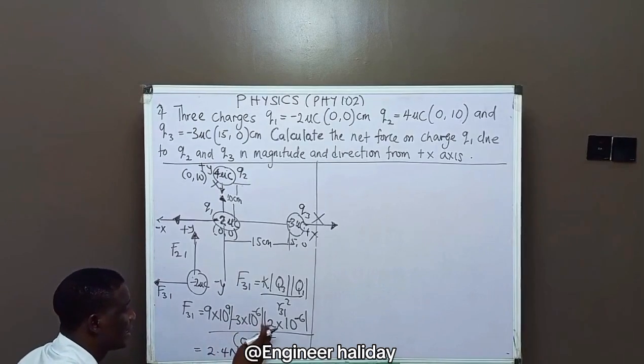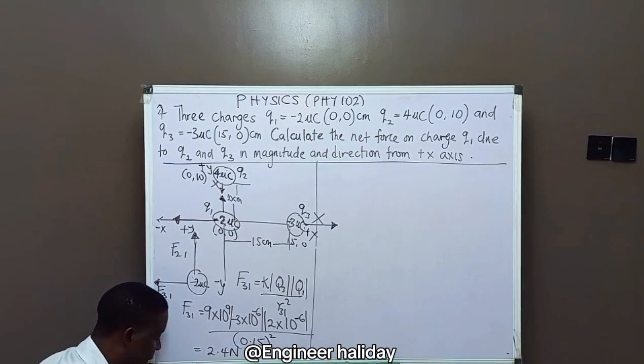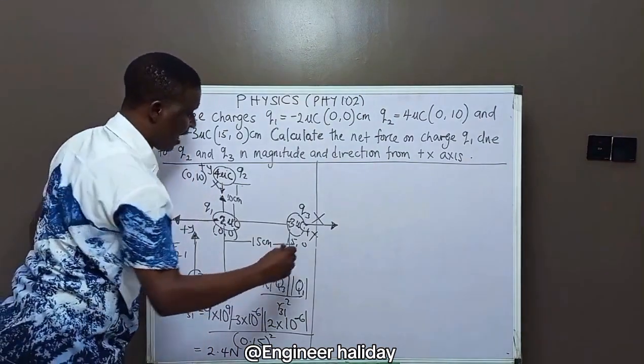6 times 9 is 54. Divide by 225 times 10 to the power minus 4. You are going to have that 2.4. Then let's find what?